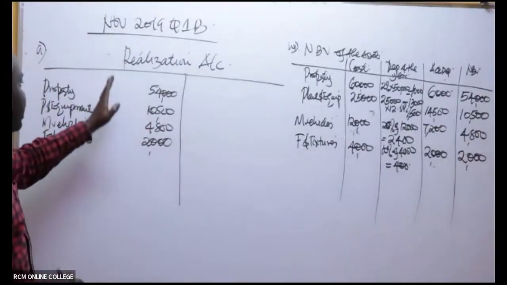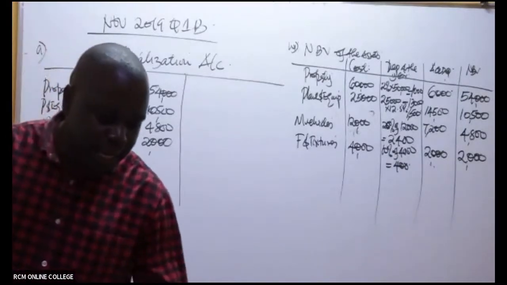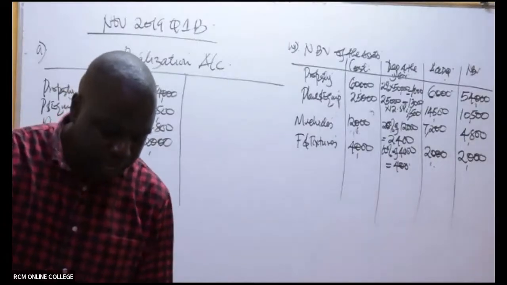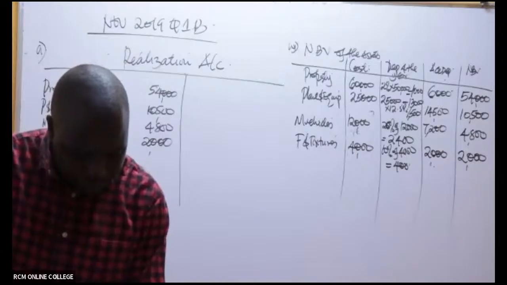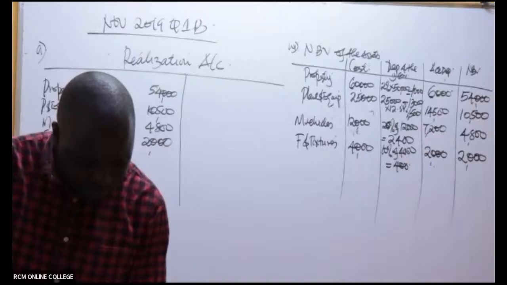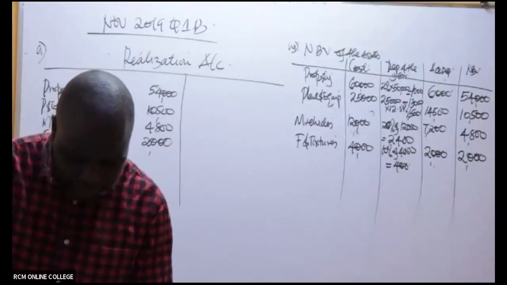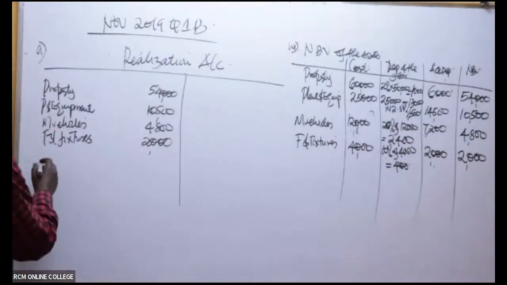So you'll end up debiting these assets at their net book values in the realization account. But we also have other assets. For example, apart from these ones, we have the current assets. We have the trade receivables, we have inventory, and we have cash at bank.